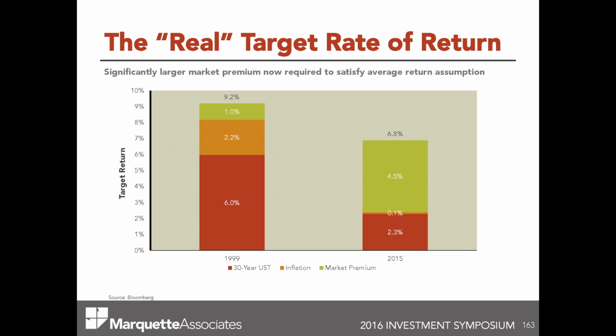But here's the difficult reconciliation. You're going from a 1% market premium to 4.5% market premium, 350 basis points higher. That's a difficult argument to overcome in some cases. So let's go ahead now and flip to the next chart.